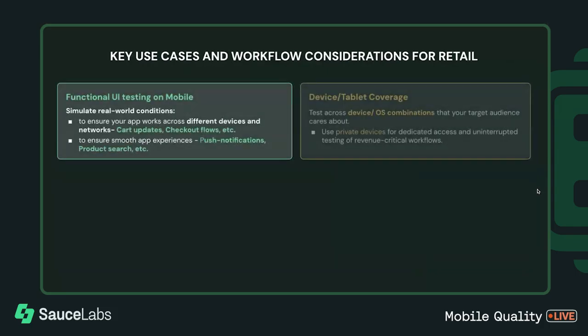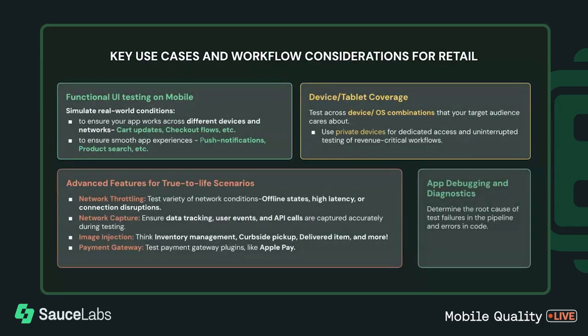So when it comes to retail, your app experience directly affects your revenue, right? Let's say your cart or checkout flow breaks during Black Friday. That might cause thousands of dollars lost per minute. With Sauce Labs, you can test functionalities like push notifications, search, product page, checkout, and loyalty flows across devices and OS versions. You can use real devices to validate features like barcode scanning, in-app payments, or promo code handling.